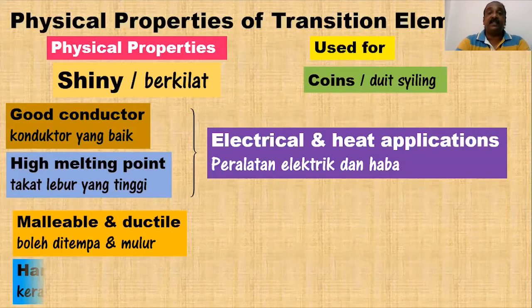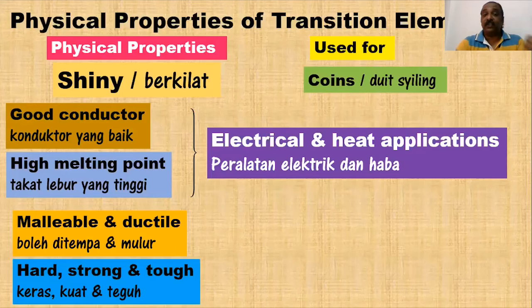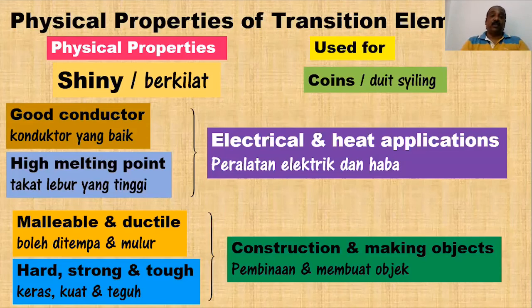Another property here is they're very hard, very strong, and very tough. These two, malleable, ductile, and hard, strong, and tough, kita boleh combine dia punya sifat-sifat ini dalam bidang pembinaan, construction. Dan juga dalam bidang membina objek-objek tertentu. Like nak buat, let's say, grill pintu, corak-corak mereka, we can make a particular pattern. So that's malleable. So in construction and so on. So very widely been used in daily life.